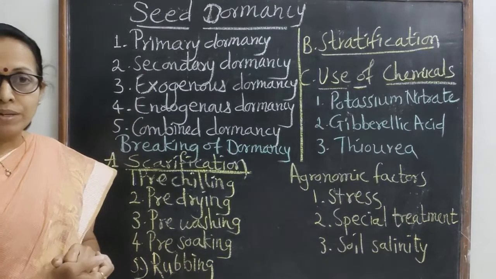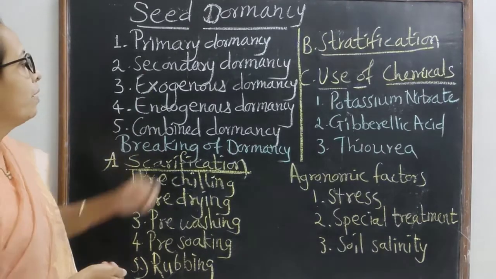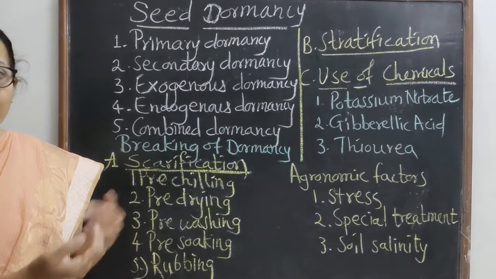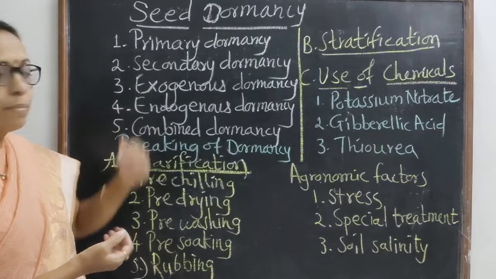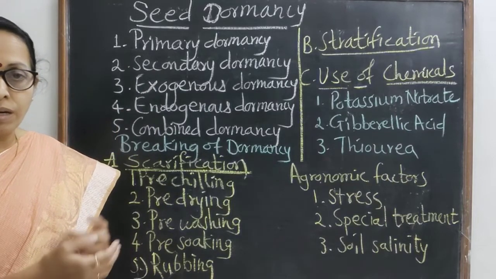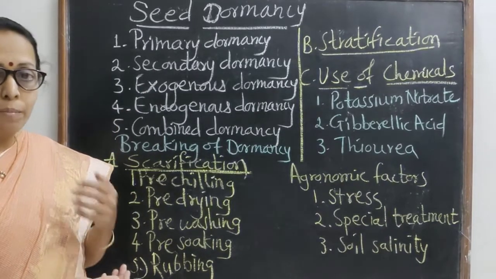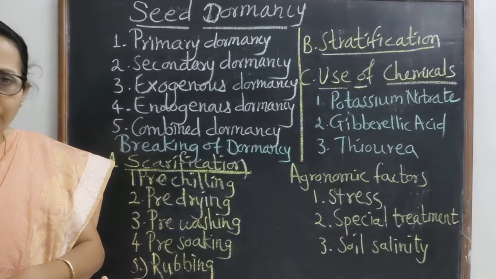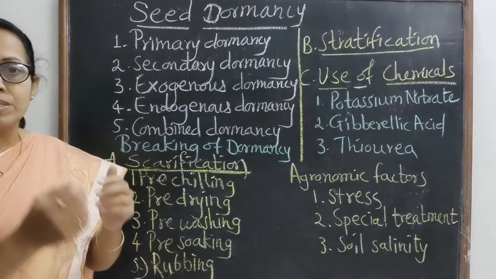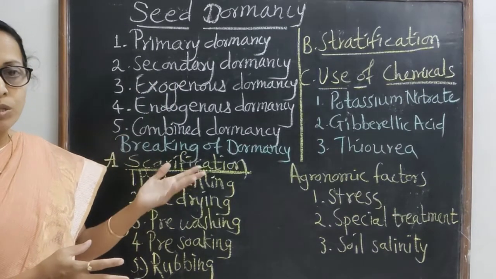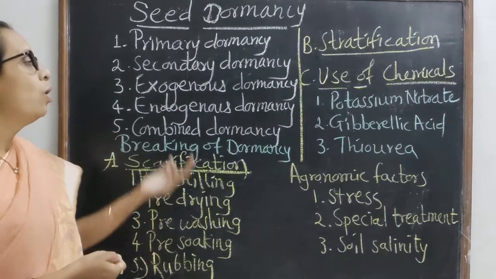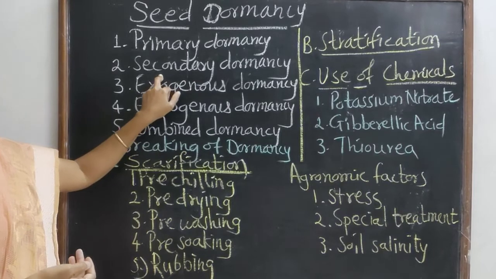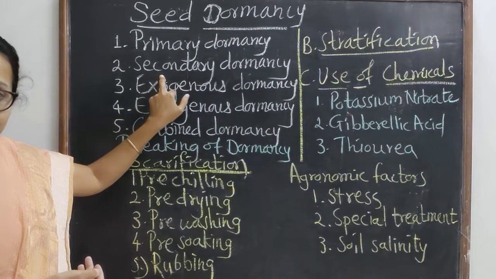Second type, that is secondary dormancy. It is the dormancy where, when we harvest the seeds, at that time they are capable of germination. They are able to germinate properly. But after some time, due to some unfavorable factor, like concentration of carbon dioxide or even low temperatures, they undergo a dormancy period. They induce such type of dormancy. We call it secondary dormancy.